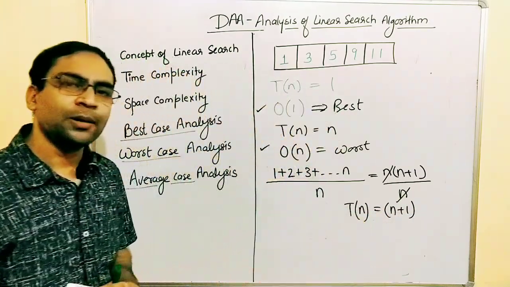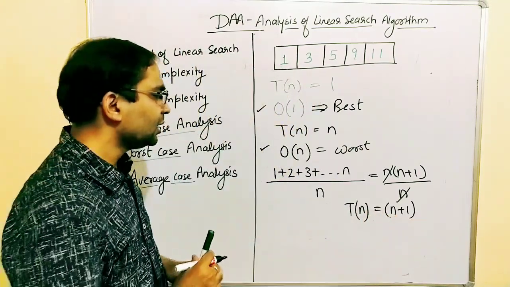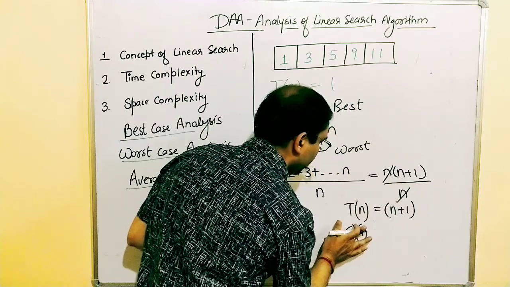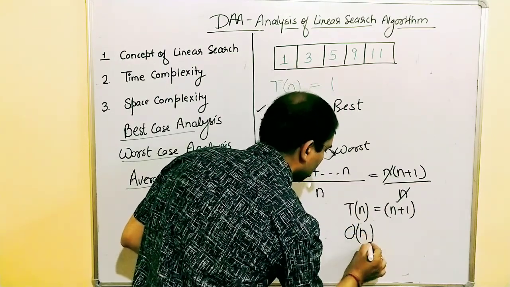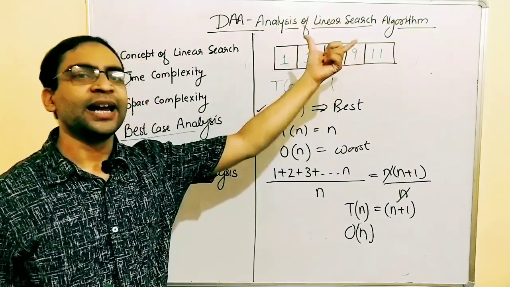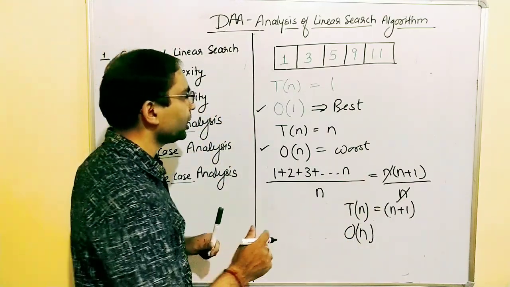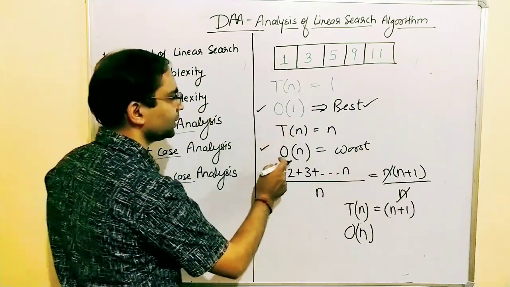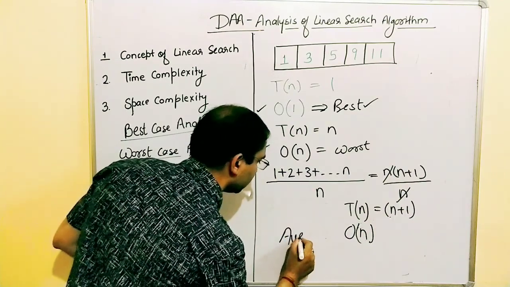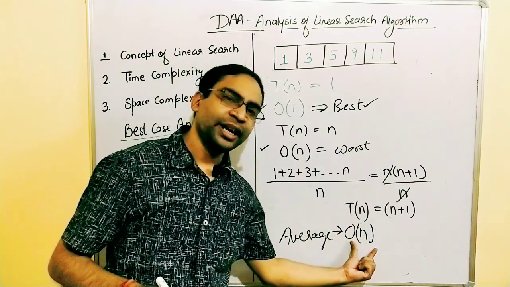So you can see the time function comes to be proportional to n plus 1, and this is a polynomial in n, so the highest degree will be taken, and the big O notation or the time complexity for this will be order of n. So the average time complexity to search an element in the linear array is also order of n. So we can also write that the best case is order of 1, the worst case is order of n, and the average time complexity is given by order of n.